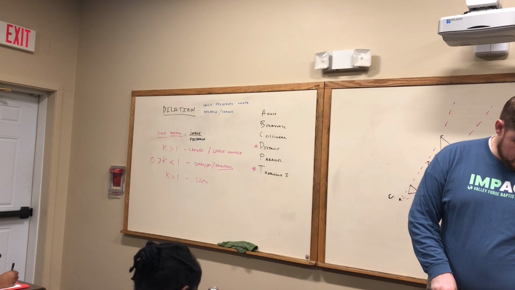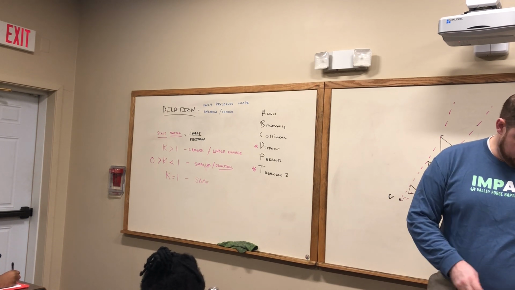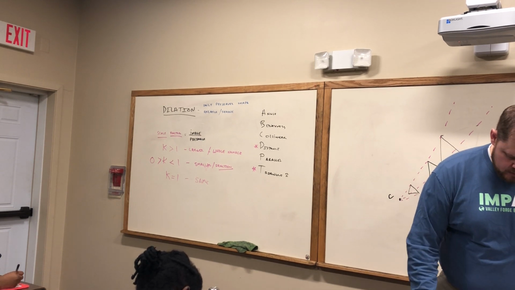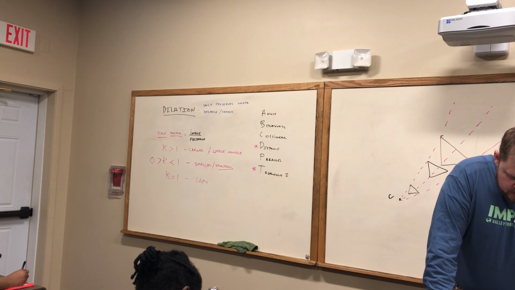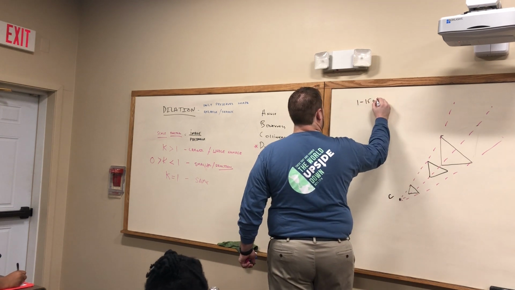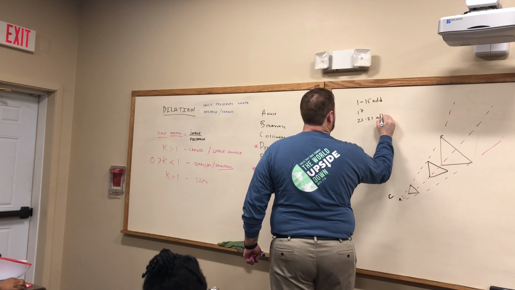All right, so for homework, page 502, 1 to 15 odd. Number 17, and then 22 to 27, or 22 to 31. So 1 to 15 odd, 17, 22 to 31 odd. So 23, sorry.